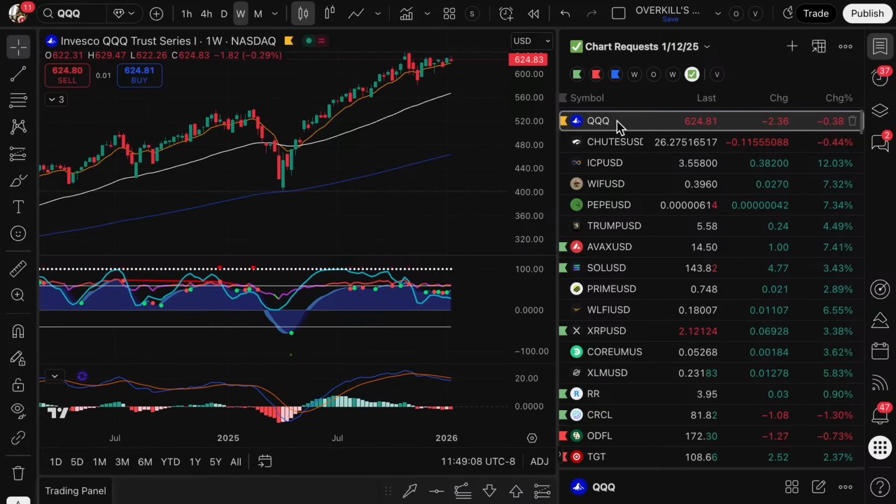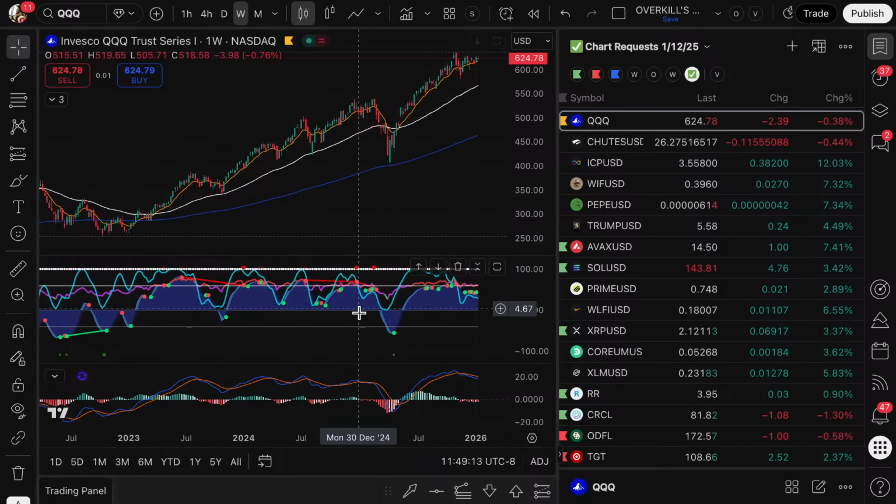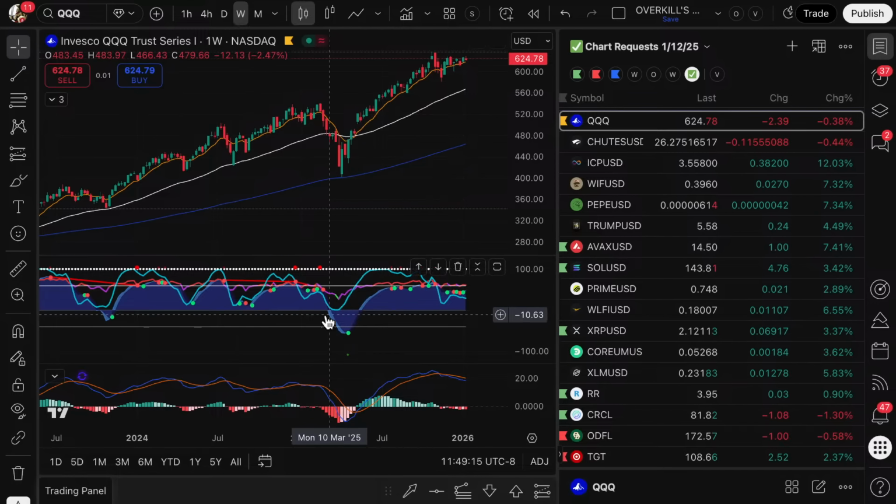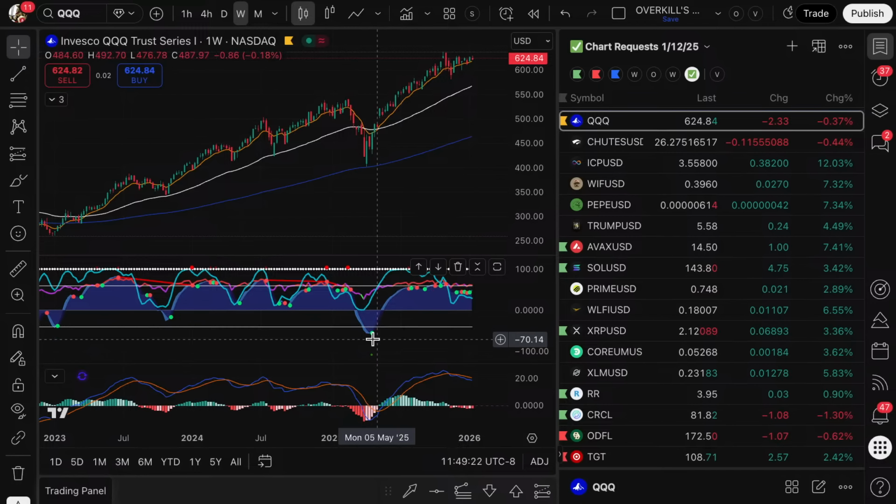Guys, don't trade the QQQ right now. This thing is nowhere near the buy zone. So if you guys are familiar with our strategy, what we look to do on the weekly chart is we look to buy when this blue wave is below this white line. We don't want to buy when it's up here, or our time to buy is right here.